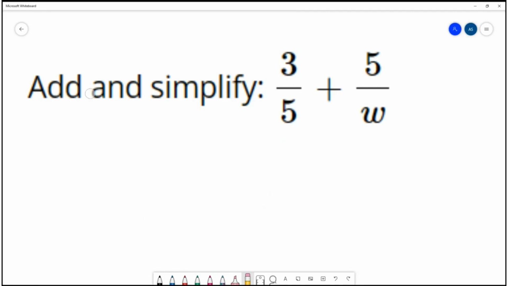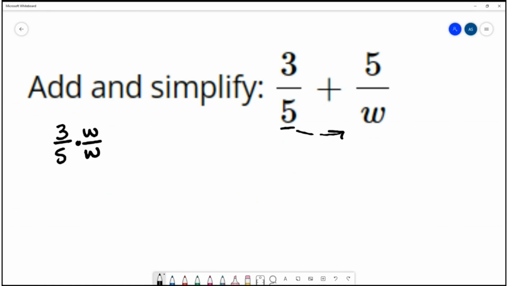On this question, we want to add and simplify. We're adding fractions, 3/5 plus 5 over w. When we add fractions, we have to have the same denominator. We don't have the same denominator right now. So I'm going to make this fraction have the other denominator. And I'll do that by multiplying the other denominator on the top and on the bottom.